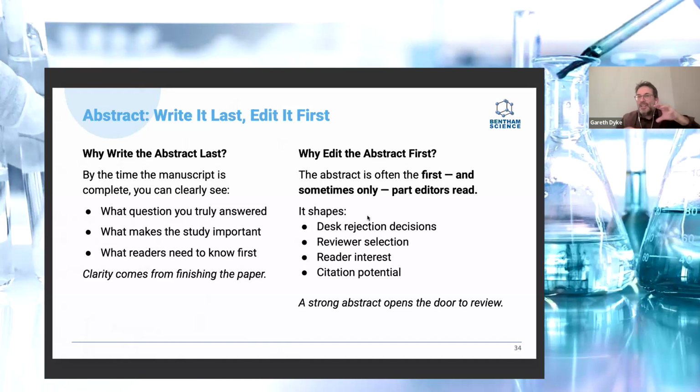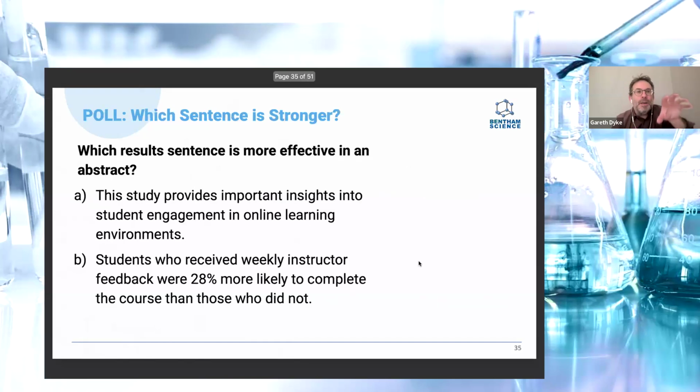And editing, which is, of course, the final stage of article preparation before submission, will be a piece of the paper that you will spend a good deal of time on, because it's often the first and only part of research articles that editors read. This shapes desk rejection, reviewer selection, reader interest, and citation potential. So a strong abstract opens all of those doors to successfully passing through peer review.